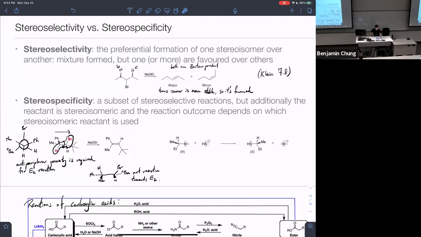Of course, you've also learned that in an SN2 reaction, if you start with an electrophile that is just one stereoisomer, you would get inversion of stereochemistry upon attack of your nucleophile, if it's an SN2 type mechanism, which in this case it is. But that's only if you start with a stereoisomeric compound, right? Because that is one of the requirements for a stereospecific reaction, that your reactant is stereoisomeric.